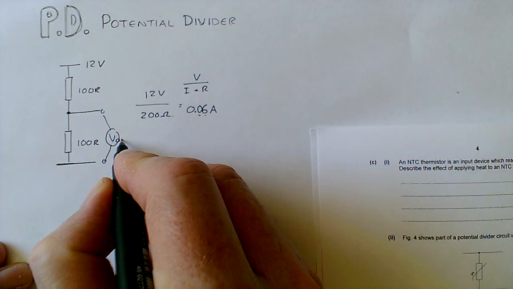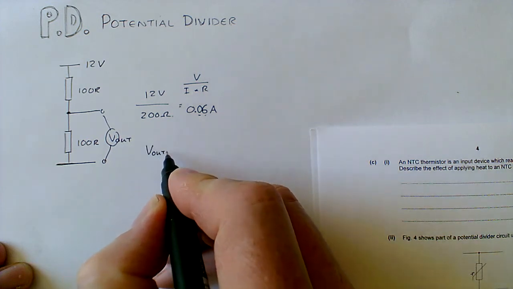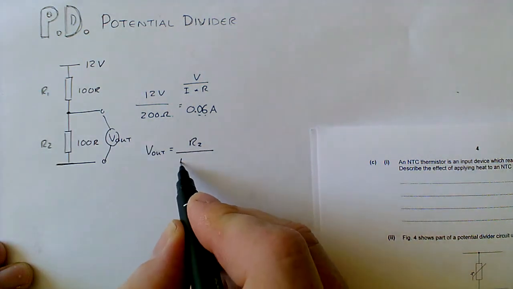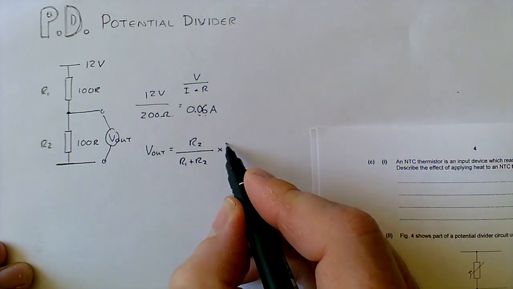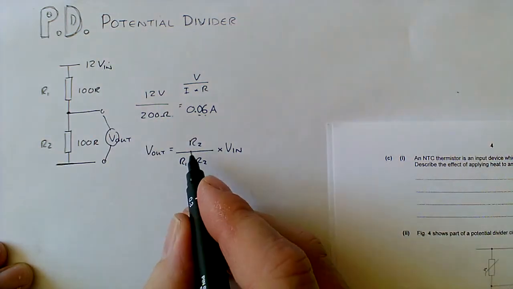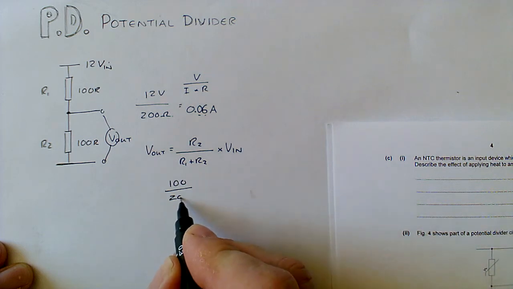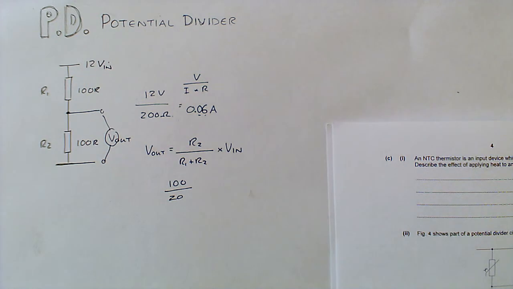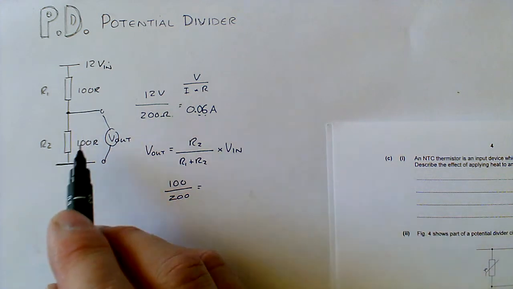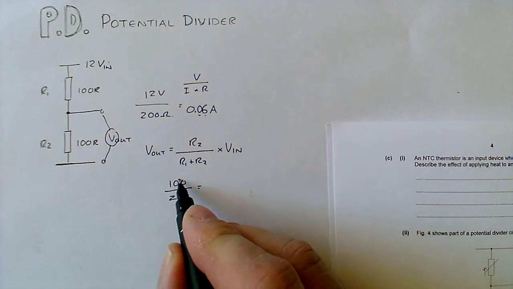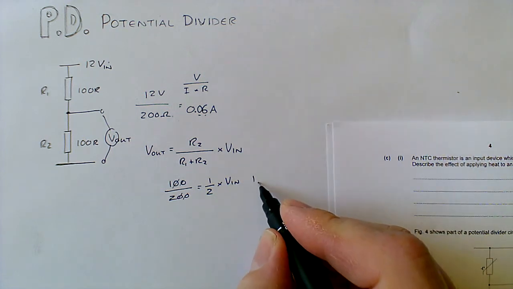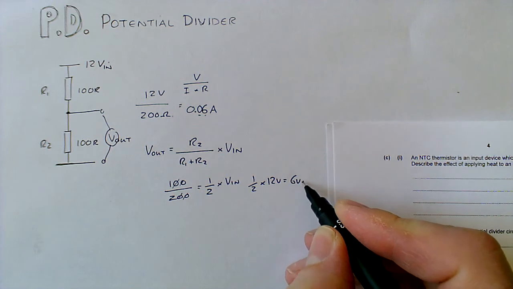Now the formula for the voltage output is Vout equals R2 divided by R1 plus R2, the total, and then you times that by the voltage in. R2 is 100, divided by R1 plus R2, 100 plus 100 is 200. As a fraction, that's a half times the voltage in, which was 12 volts, so a half times 12 volts equals 6 volts.